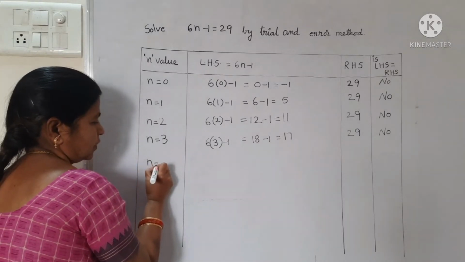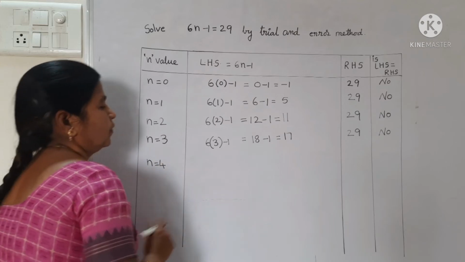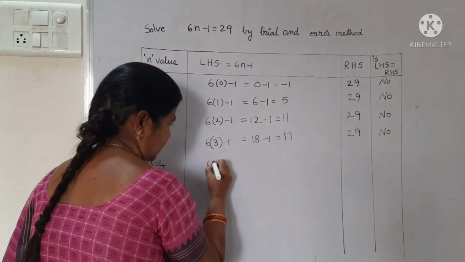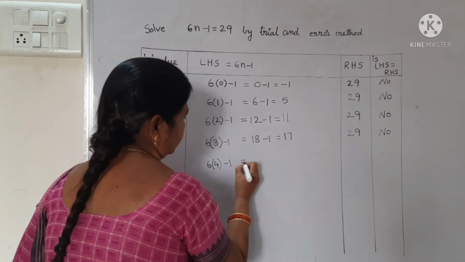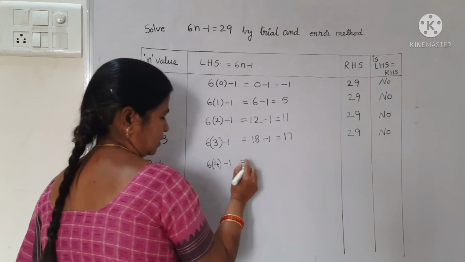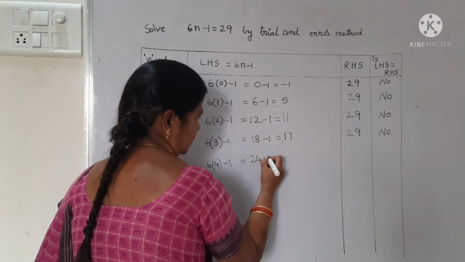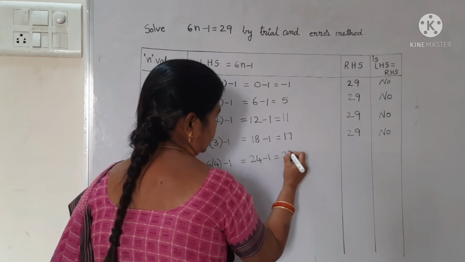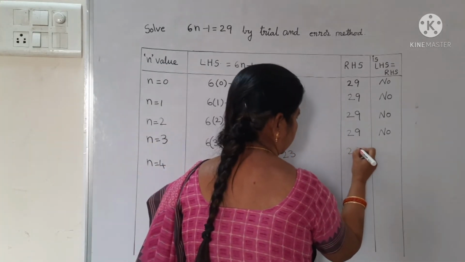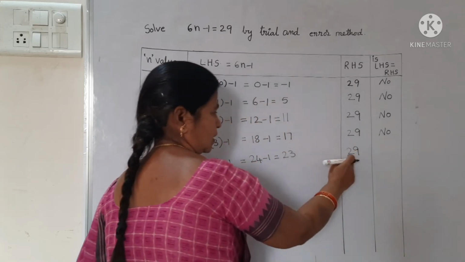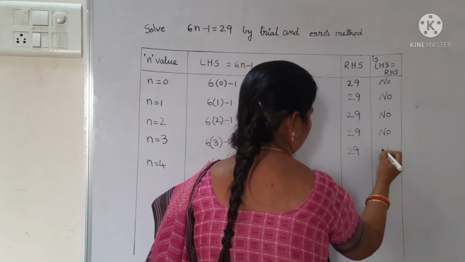n is equal to 4. Let us take this value. We are taking 4 for n. In the same way, let us substitute 4 also. What we get? 6 4s are 24, minus 1 we got 23, and here it is 29. So these two are not equal. So we are writing no.